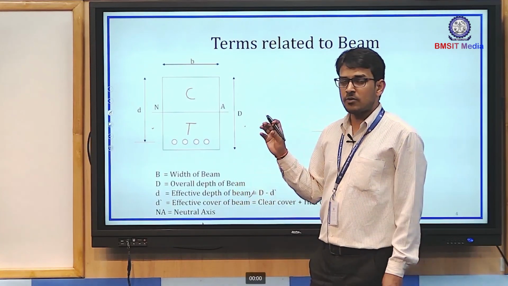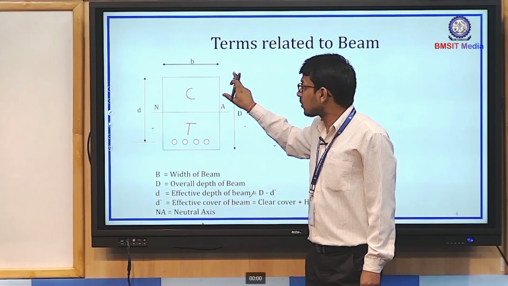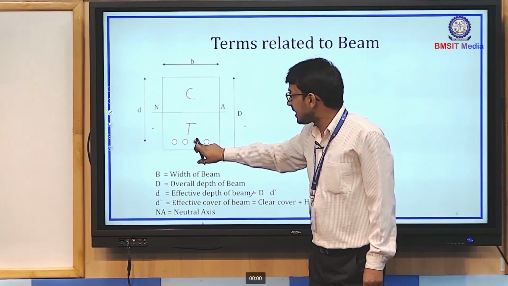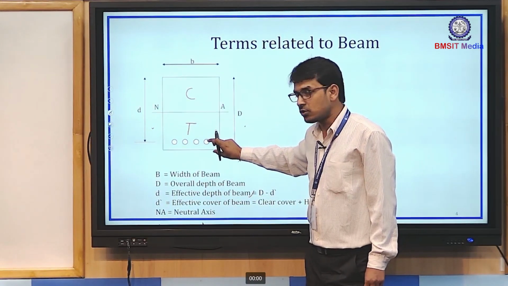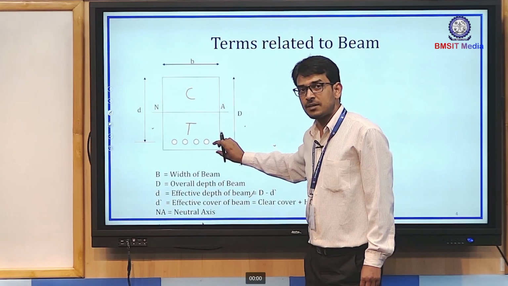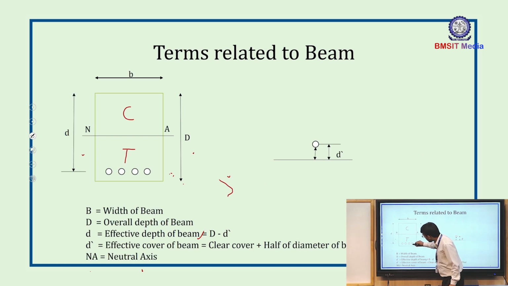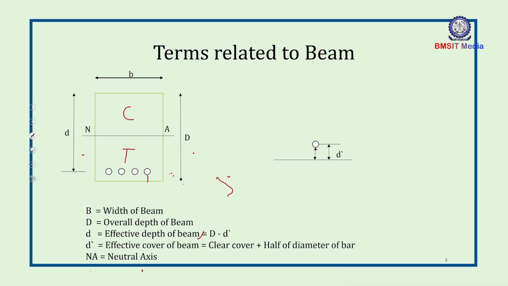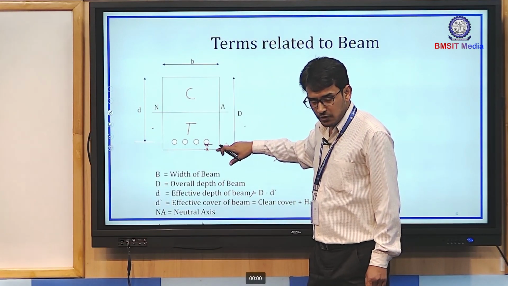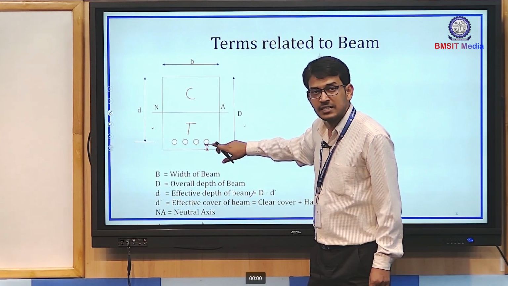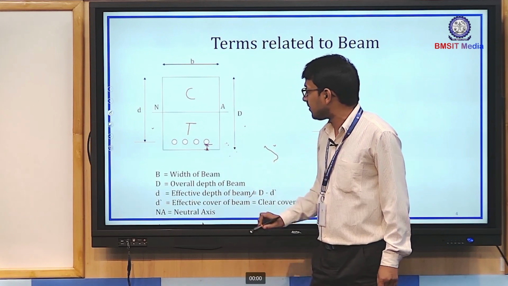Okay, so now we are talking about the beam. In this beam, the green line is indicating the cross section of the concrete, the cross section of the beam. In that we are providing reinforcement, and the reinforcement should be embedded in the concrete. That is why we have to provide some cover. The distance from the outer surface of the reinforcement to the outer surface of the concrete is known as the clear cover.